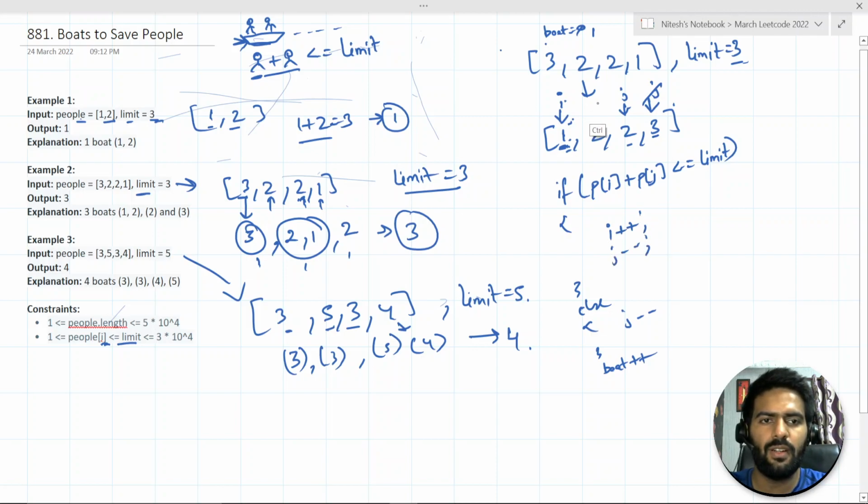So what we are telling is that we can take the same i, and they both can go in a single boat. So 1 and 2 can go in a single boat, so we'll increment. Okay, after this again we are at the same location, so i equals j. So what we will do, we'll just do j minus minus, and we'll take 1 boat extra, so this will become 3. Okay, let's take one more example.